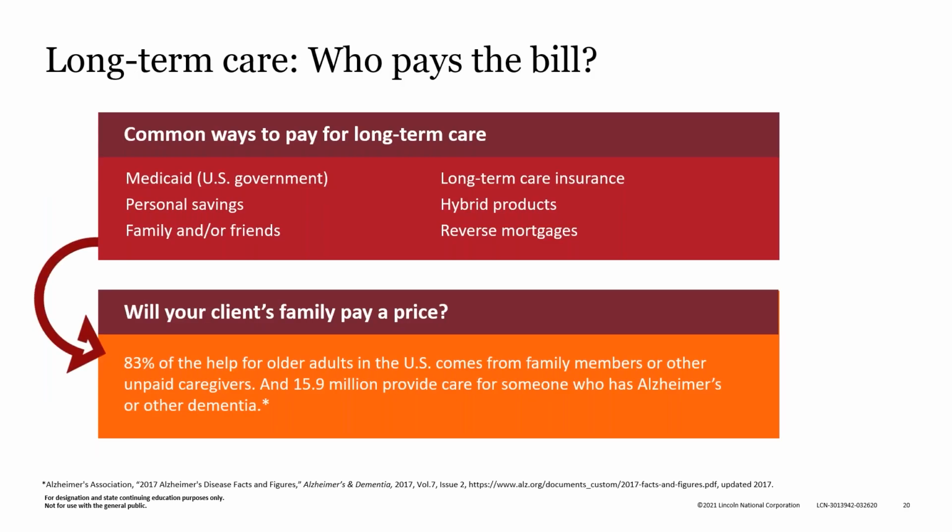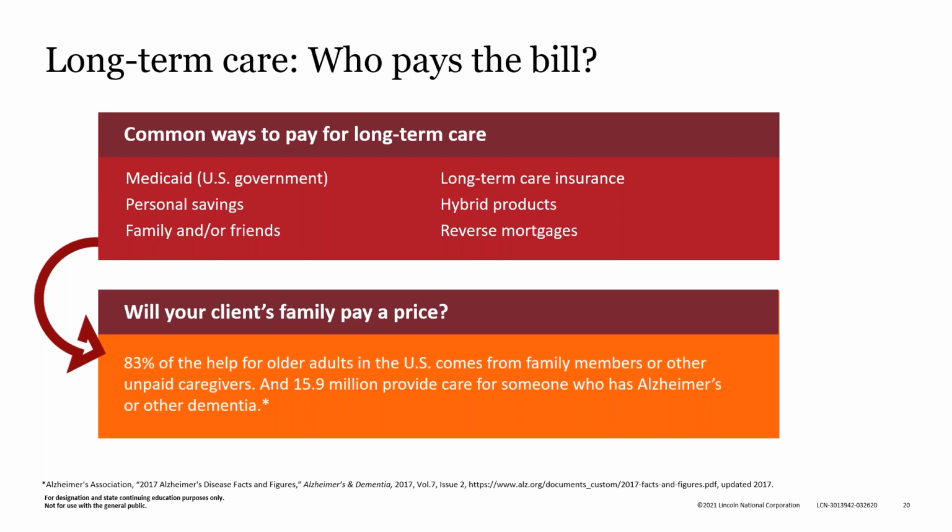So who pays the bill? Obviously, we just touched on common ways to pay for long-term care: Medicaid, personal savings, family or friends. I don't know if I have any friends that would pay for my long-term care. Certainly I have family that might help me. There's long-term care insurance, hybrid products, and obviously there's also reverse mortgages. You'll often see those commercials late at night on the TV.